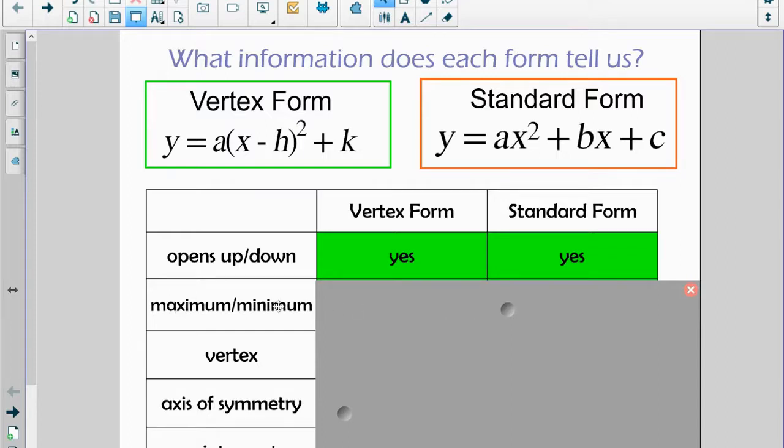Now, maximum and minimum can also be discovered the same way, right? If a parabola opens up, then there's a minimum. If the parabola opens down, then there's a maximum. So that just goes hand in hand.